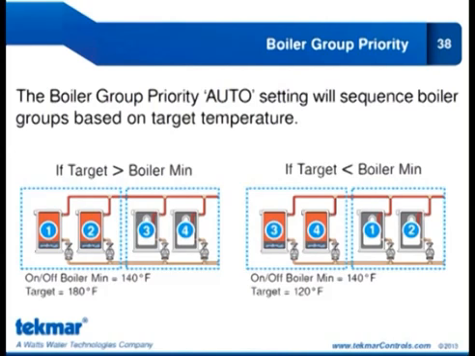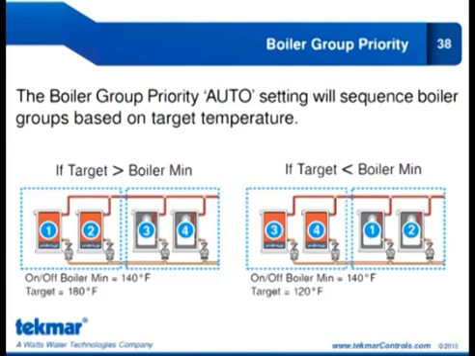If you want it to choose based on the priority setting, that means it will lead with the condensing group. When the calculated target is below the boiler minimum of the non-condensing group, then as you need more capacity, it will bring on the non-condensing group. And as soon as the calculated target is above that boiler minimum of the non-condensing group, it will lead with the non-condensing group. Then, if it needs more capacity, it will kick on the condensing group.